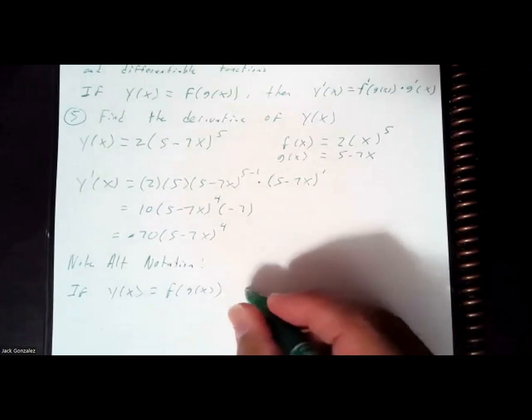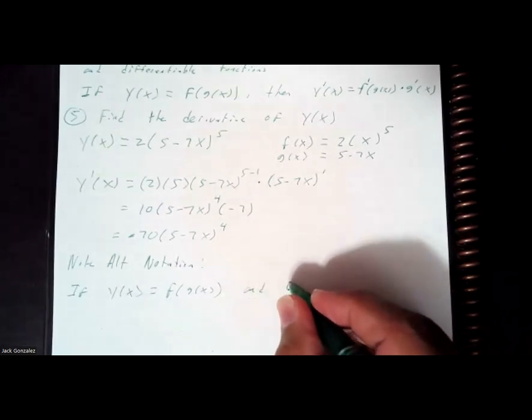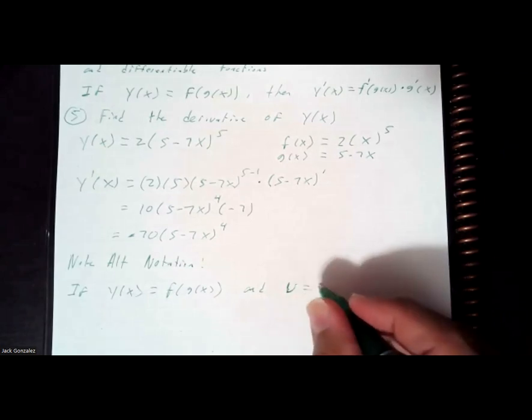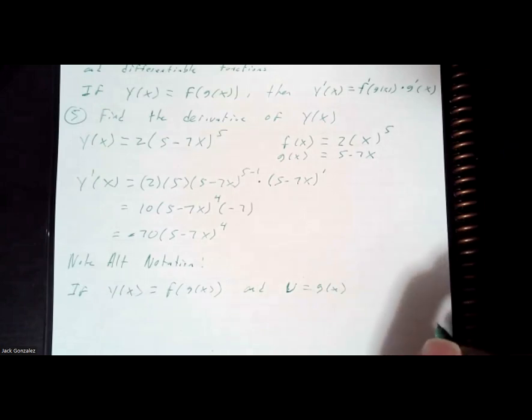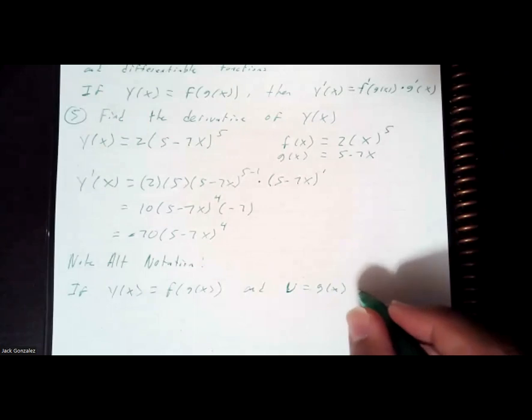If y is equal to f of g of x, and we let u equal g of x, then dy dx will be dy du times du dx, which is essentially what we wrote earlier, but this is more proper. That way we're using the chain rule in this notation.